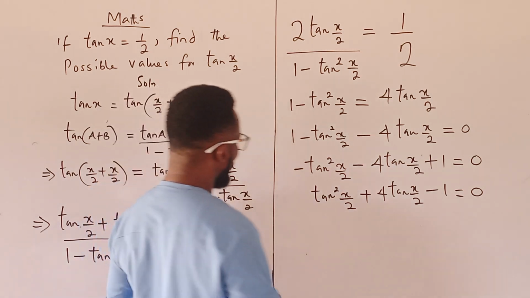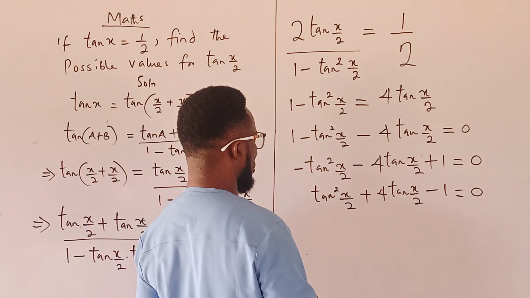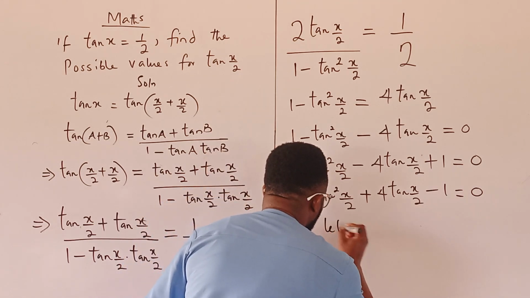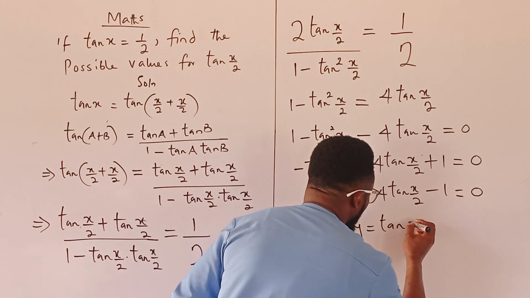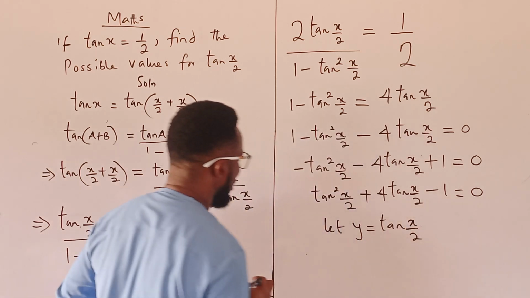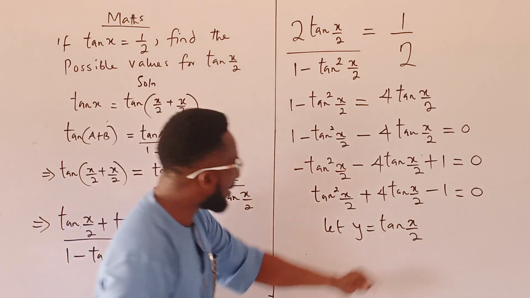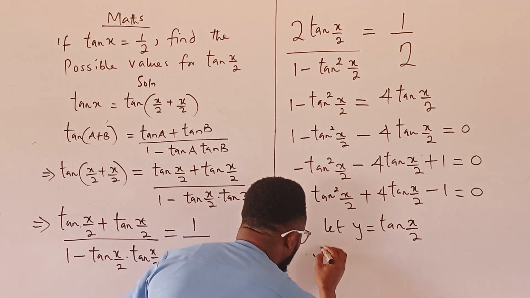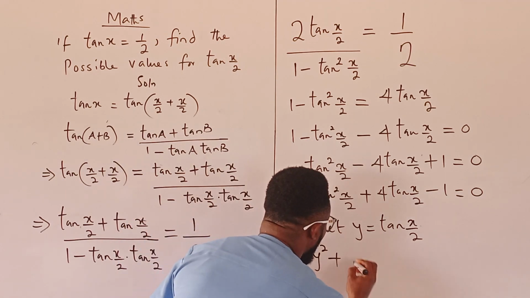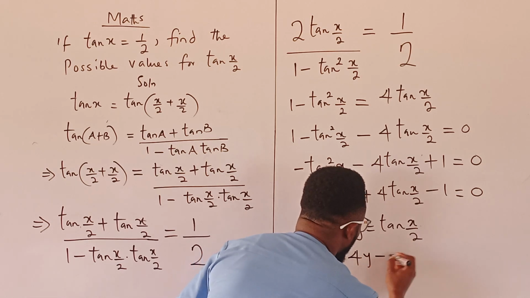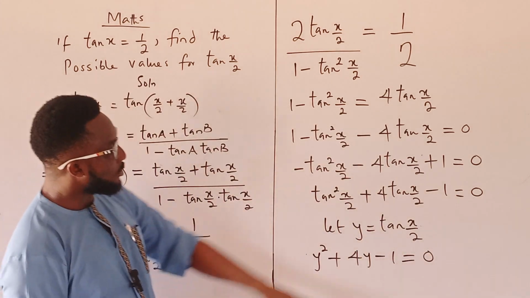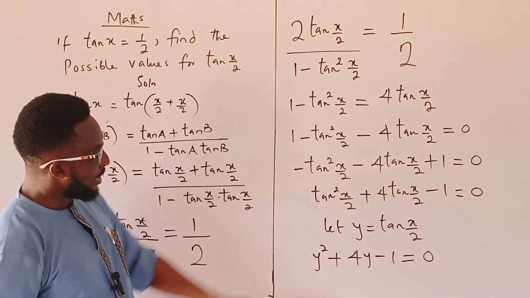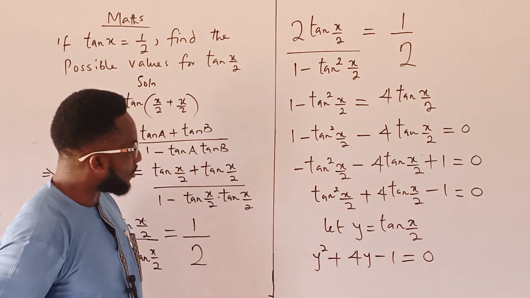So at this level, I'll make a substitution. I'll say let y equal to tan half of x. So if y is equal to tan half of x, we can write this to be y squared plus 4y minus 1 equal to 0. So this is the equation we are going to solve. And at the end of the day, we'll do backward substitution.